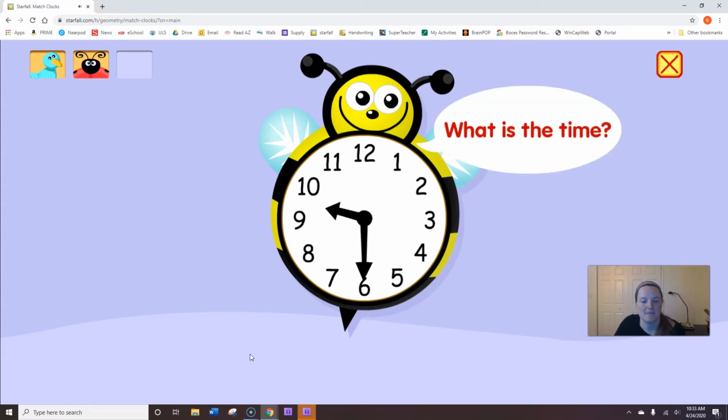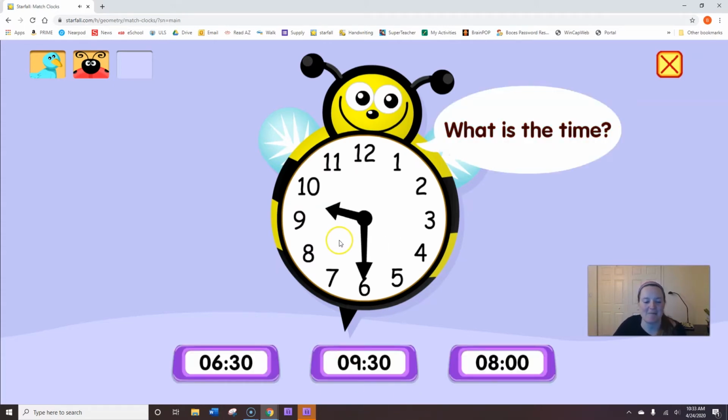What is the time? They love the 30s today. Okay, so first we are looking at our little hands. Our little hand is in between the 9 and the 10. It did not cross the finish line to 10 yet, so it's 9 something. Not 6:30. It can be 9:30, and it can't be 8 o'clock, so the only choice is 9:30.